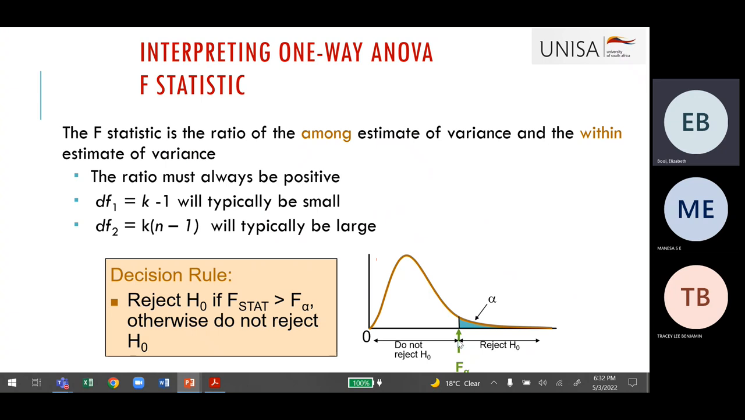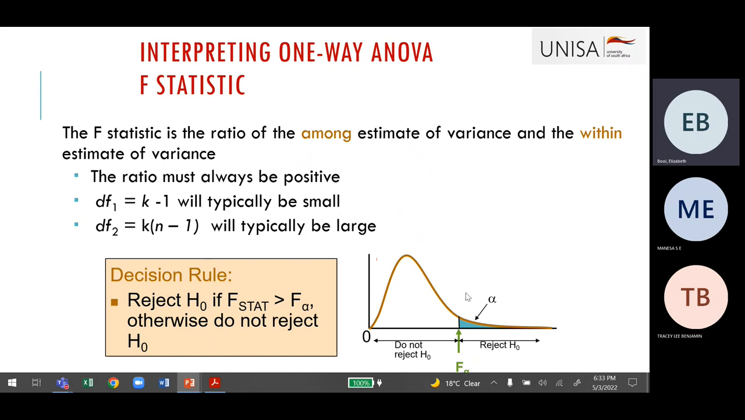Once you have your critical value, then you can make a decision. If your test statistic is greater than your critical value, it will fall in this turquoise color, and you're going to reject the null hypothesis. And if it falls in this white area, you do not reject the null hypothesis.